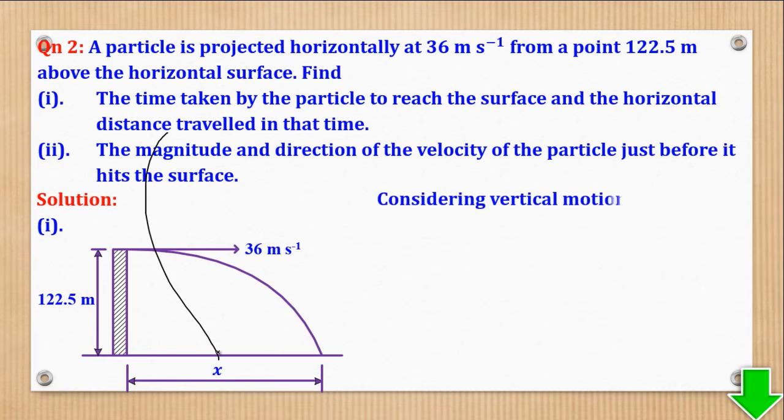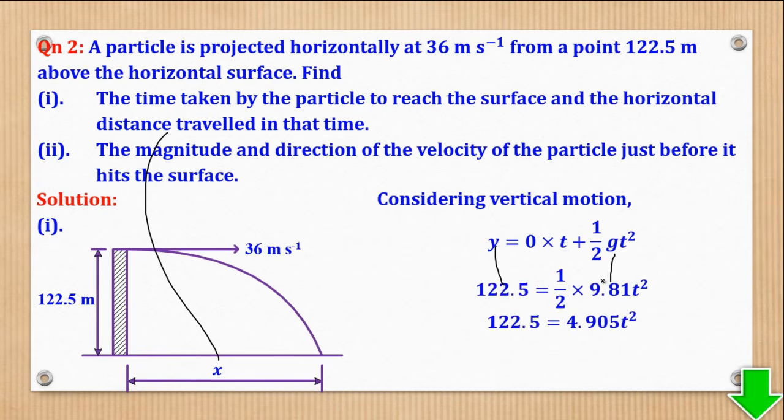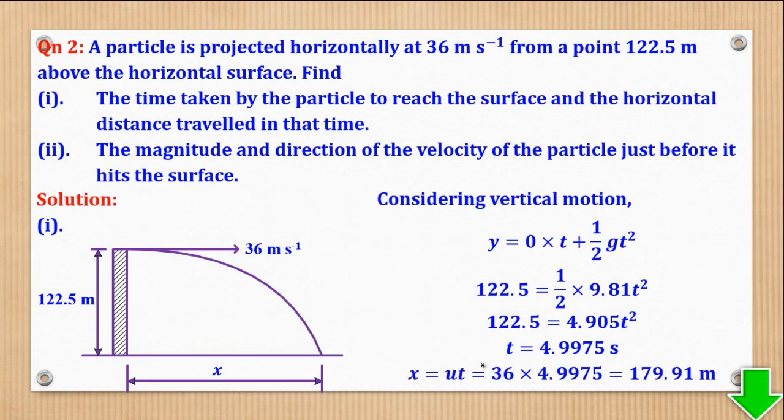So first start with vertical motion, y is equal to 1/2 gt squared. Then substitute for y, then for g, and make t the subject. So that is the time taken. Then for x, we shall consider horizontal motion. x is equal to ut, u is there, t is there, to come up with this as the value of x. Then for part (ii), they want the magnitude and direction of the velocity of the particle.